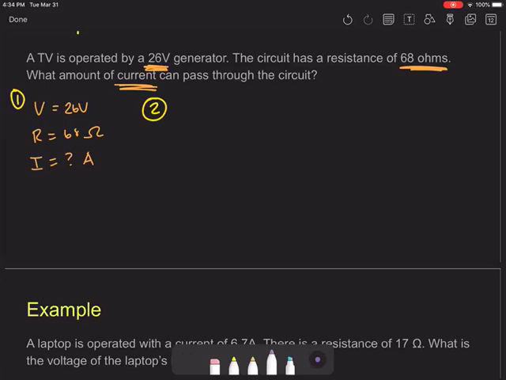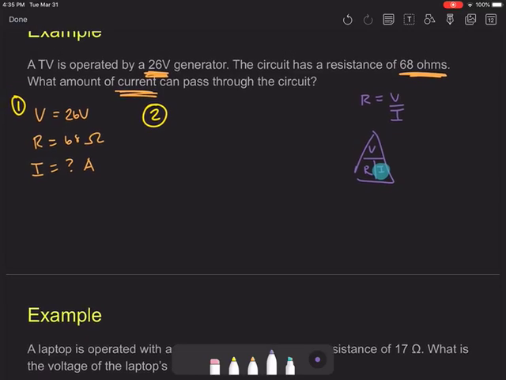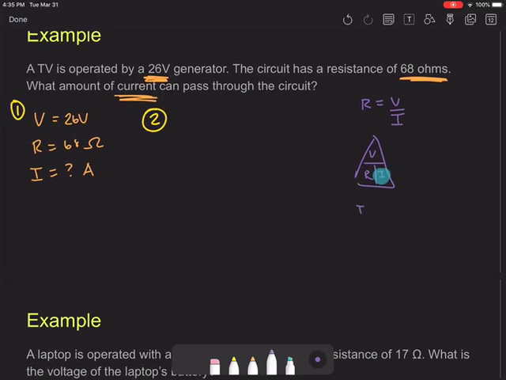Just as a side note here, I'll do this in purple. We know that resistance is my voltage over my current. I need to rearrange this formula to solve for I. I should have I is equal to something. Remember, if we want to use our triangle, V goes on top. And to figure out what I is, I cover up I. So I is going to be equal to V divided by R. So that is the formula we'll be using. So that's step 2. I is equal to V divided by R.